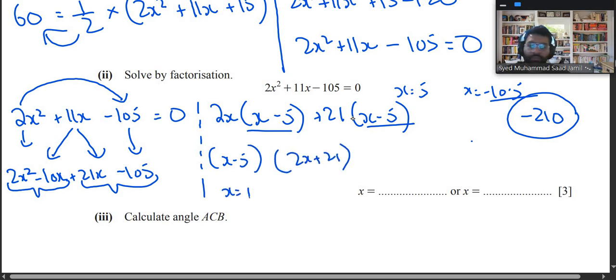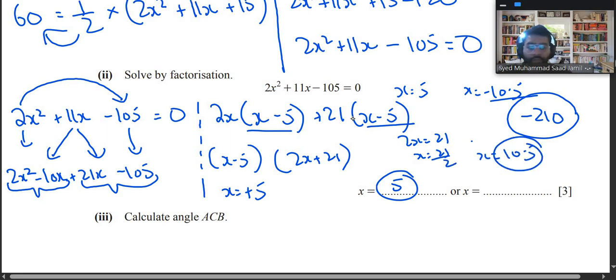So x is equal to positive 5, and 2x is equal to negative 21. Sorry, 2x is equal to negative 21, so x is negative 21 divided by 2, which is negative 10.5. So look, these answers helped us.